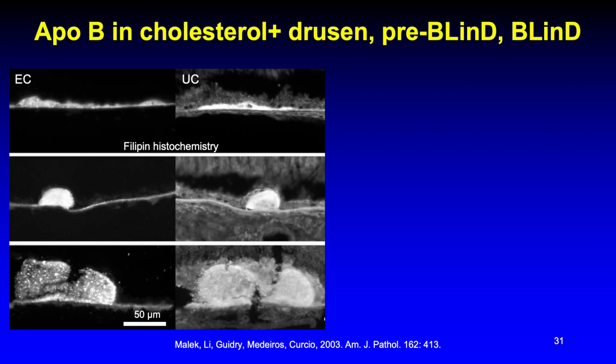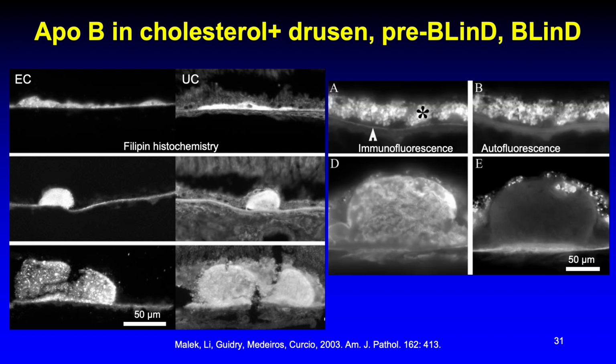This slide shows the same pattern of filipin staining for esterified and unesterified cholesterol in drusen of AMD eyes. And in the same eyes, we saw immunofluorescence for apolipoprotein B in the drusen on the bottom and basal linear deposit on top. ApoB is the principal backbone protein of a large lipoprotein.